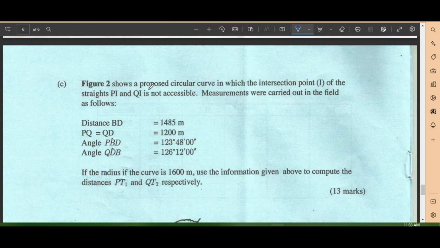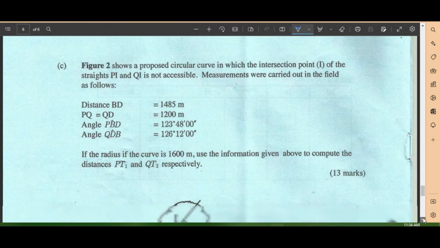So the question goes by, the figure 2 shows a proposed circular curve in which the intersection point I of straights PI and QI are not accessible. Measurements were carried out in the field as follows. So distance BD is equal to 1000.